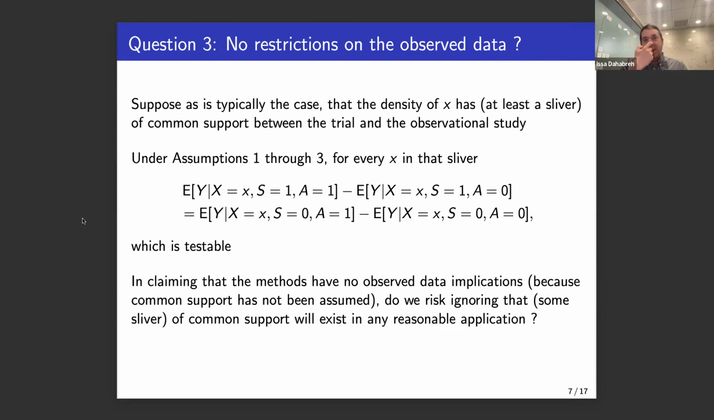This one seems testable. And so the immediate question is, should there be belief and evidence in the data that there is common support? Could someone just test this and avoid, reject? This will almost always reject in large data sets and maybe stop there, or is there a reason to go through the score based test? Now, in claiming that the methods have no observed data implications, I feel there's also a practical risk that we will ignore that there is common support in any reasonable application, giving rise to this problem.